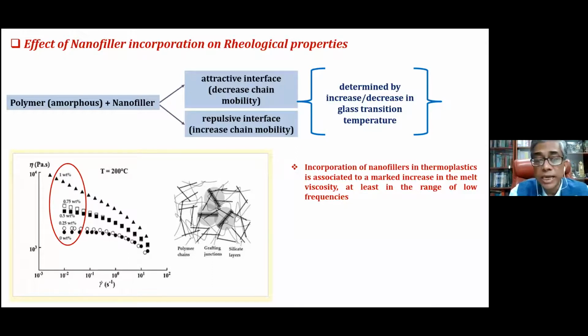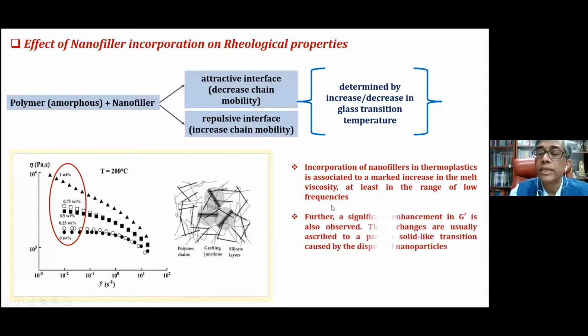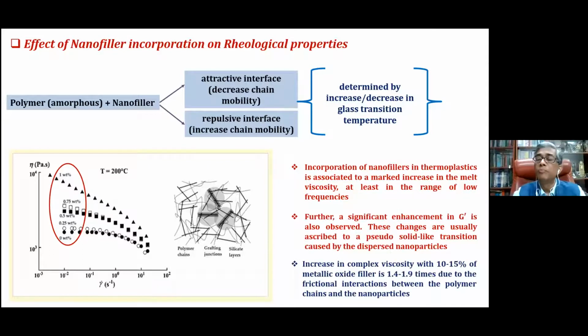Because of this structure development, there is a lot of viscosity enhancement happening, and one has to control it. There are attractive interfaces and repulsive interfaces, and this is based on the chain mobility, which increases or decreases the glass transition temperature. This has to be interpreted in terms of the incorporation of nanofiller and the viscosity change.